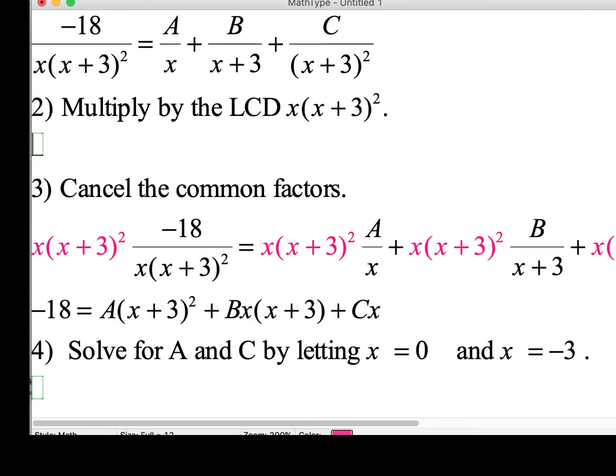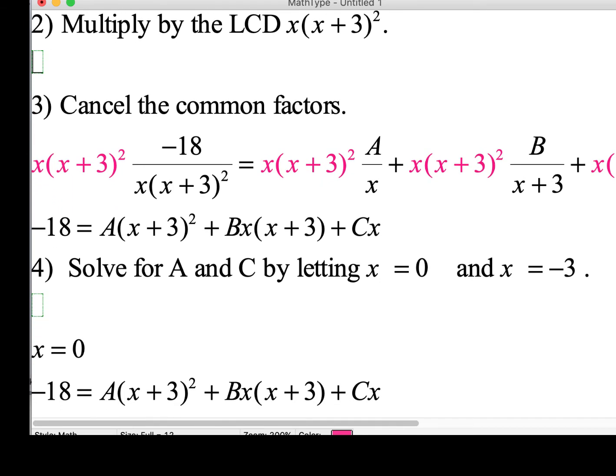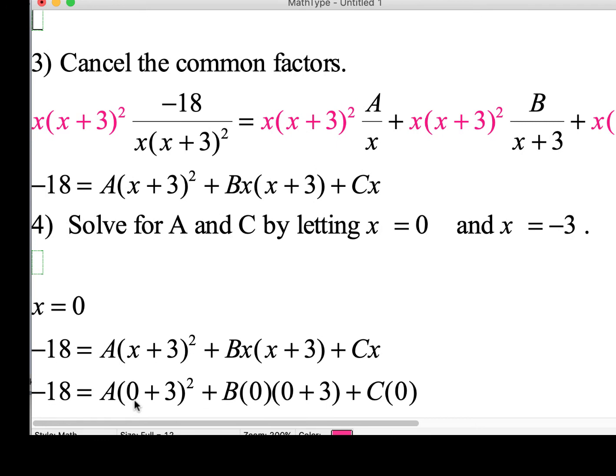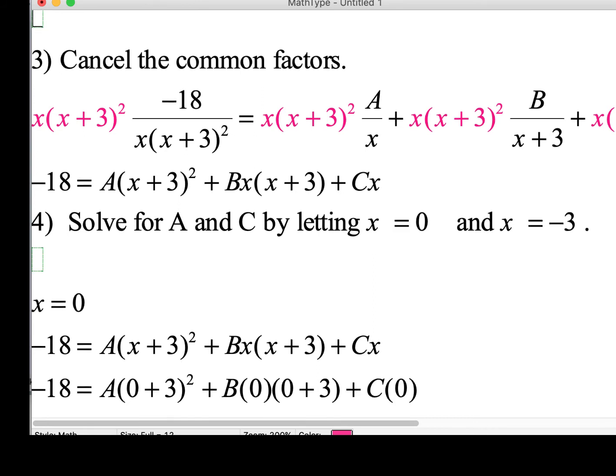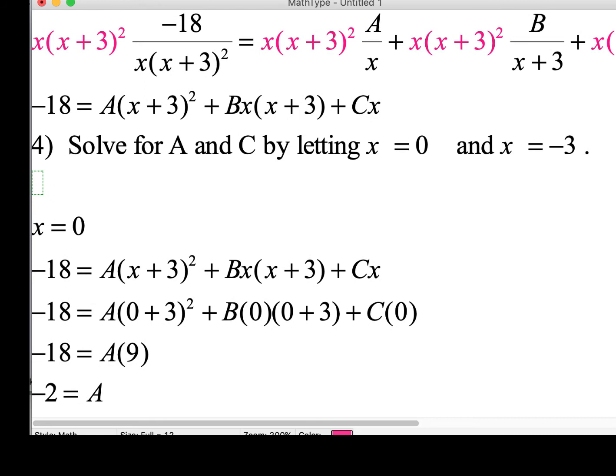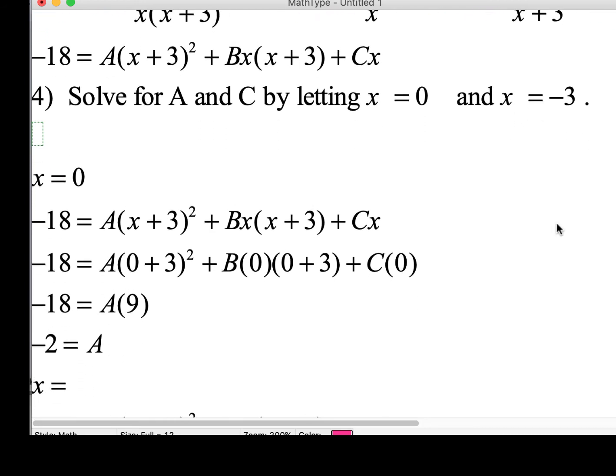Substituting x equal to 0 into our expression, we have negative 18 equals A times 3 squared, which gives us 9A. And we see the last two terms will cancel because they both have the 0. So you have negative 18 equals 9A. Dividing both sides by 9, we get A equals negative 2. Now we're going to let x equal negative 3.